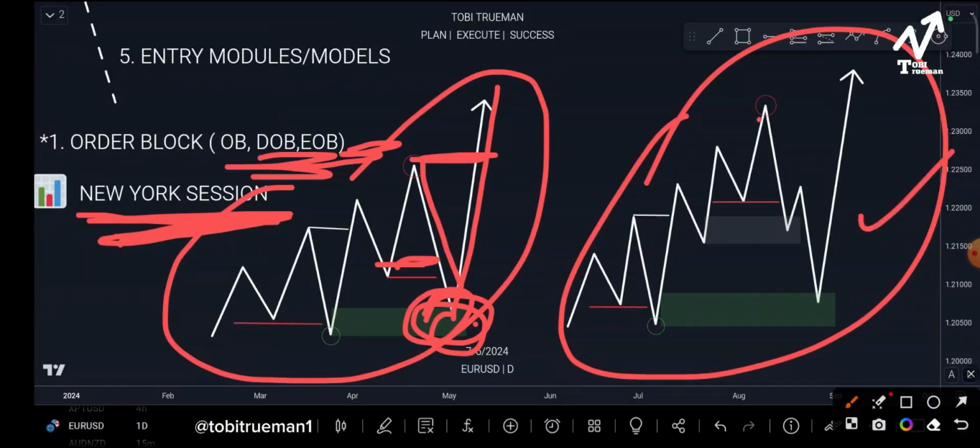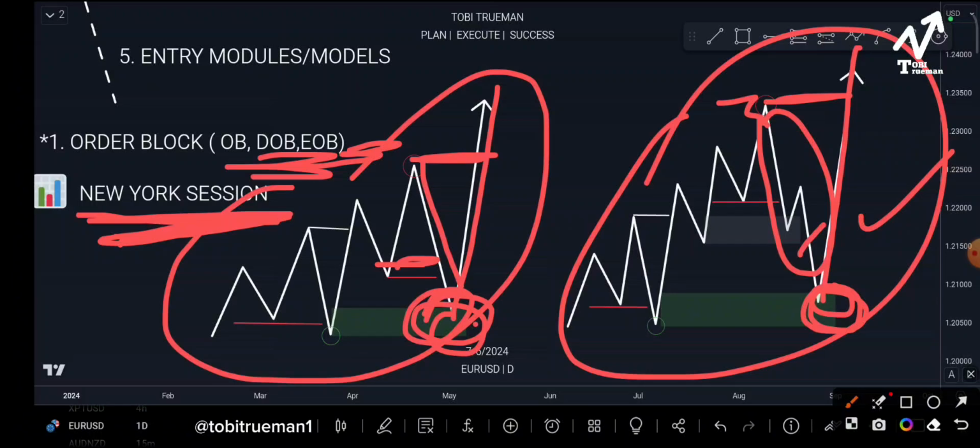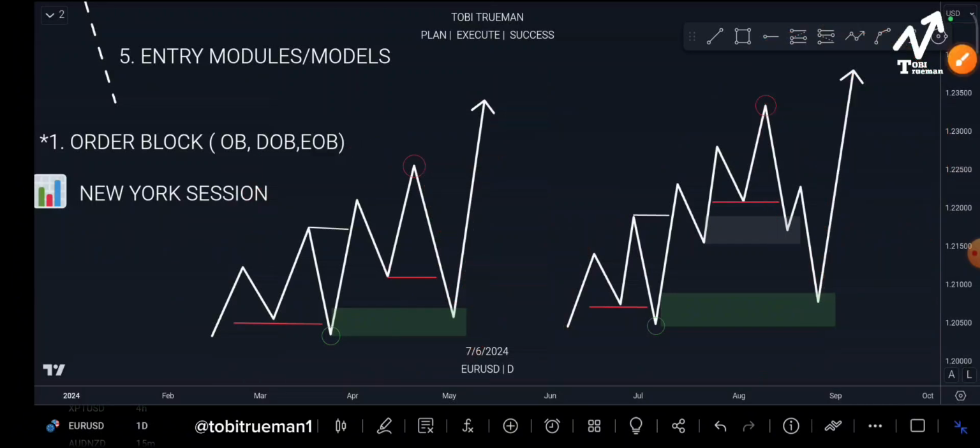Maybe price is just ranging all through the Asian and London sessions. Then during the New York session, you now see that this other block, price is coming to it, because price has not mitigated it. This will give you confidence that when you enter the trade here, price will likely go up and then go to your take profit, or come down if you are selling. But all the scenarios I'm using here are just for a buying market.